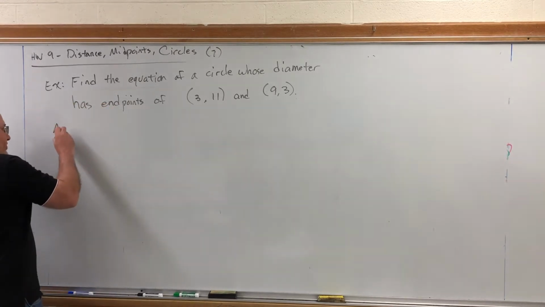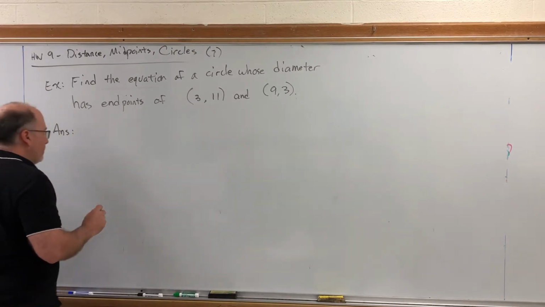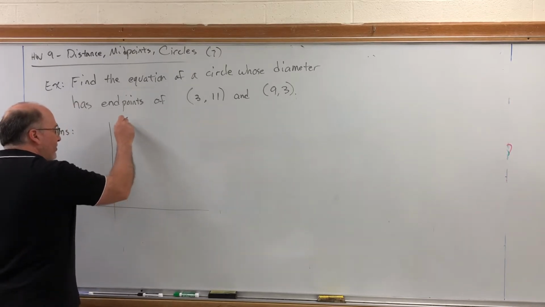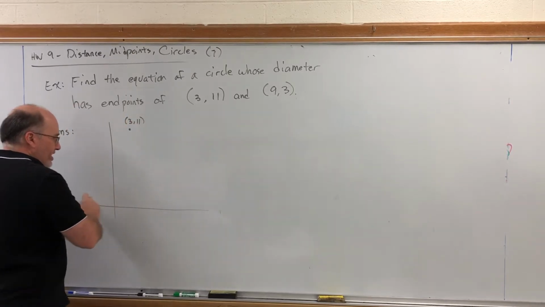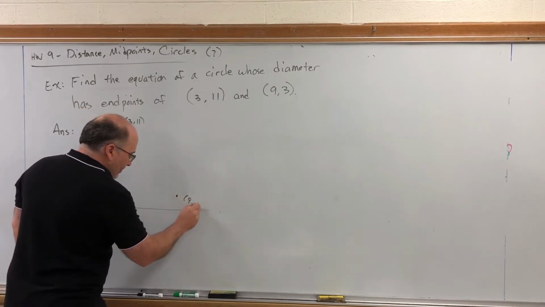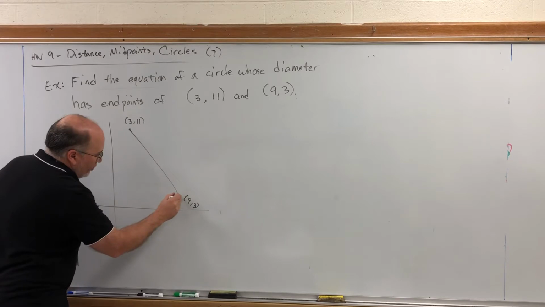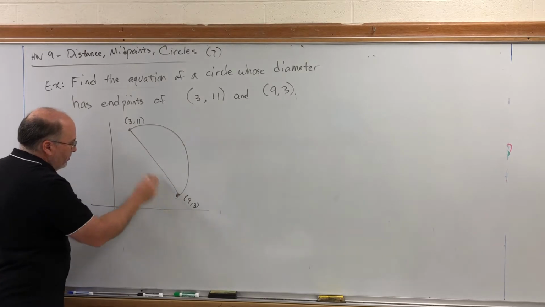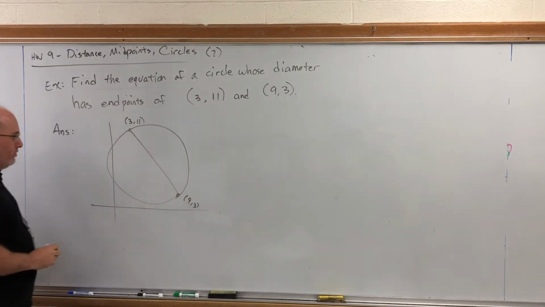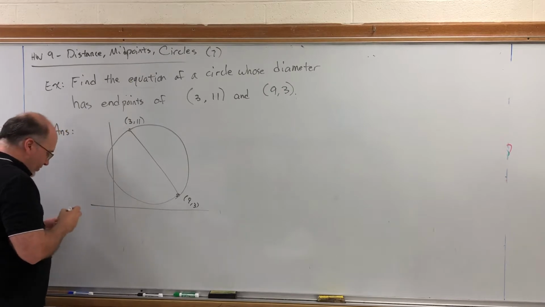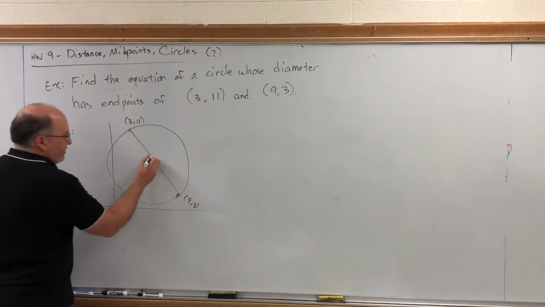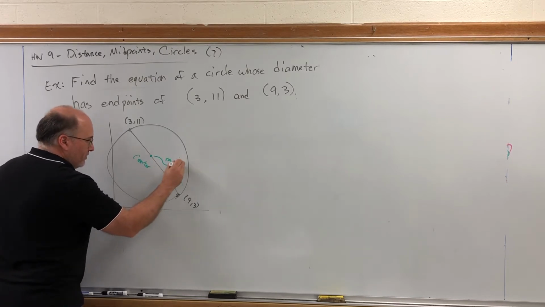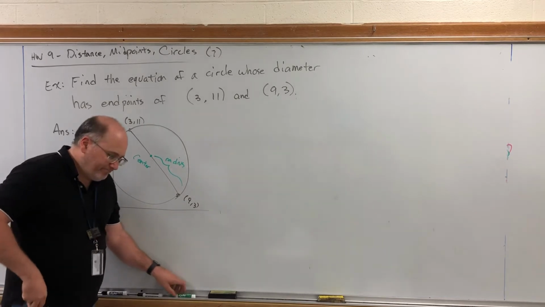So let's sketch a picture of this circle. All we know is that it has a diameter whose endpoints are at (3, 11), so we'll just say it's up there, and (9, 3), we'll put it out there. So the only thing we know about this circle is it looks like this. Okay, maybe it doesn't stretch out this far, it's not drawn accurately. What we need to know is the center and the radius.